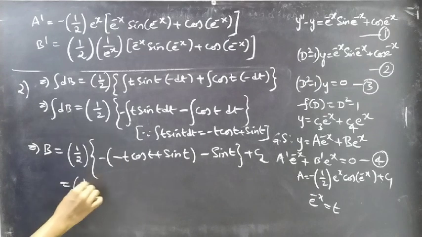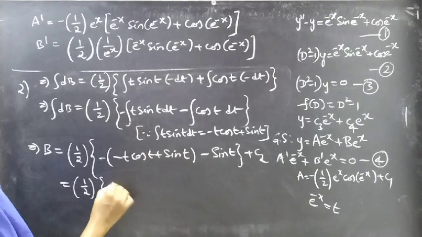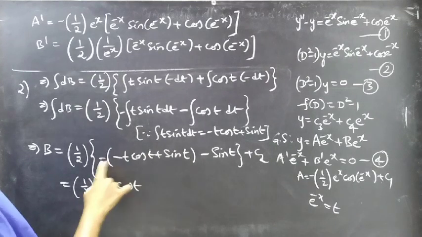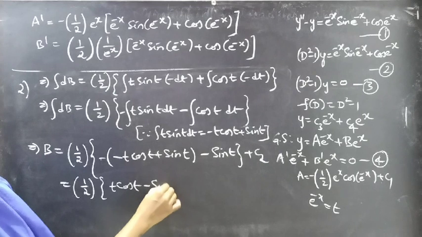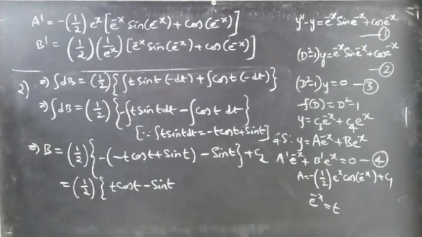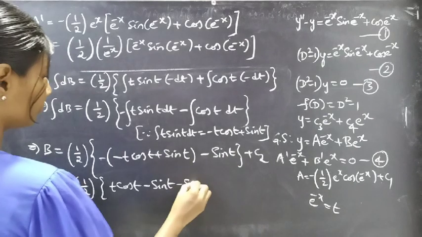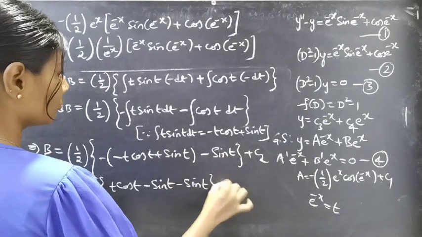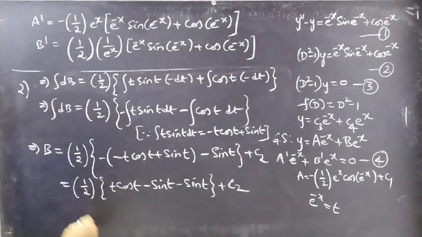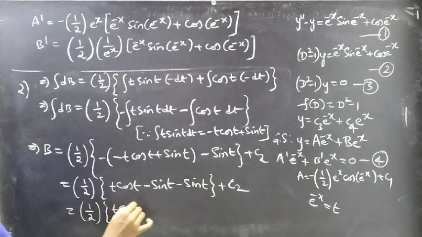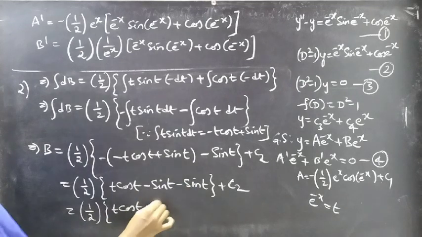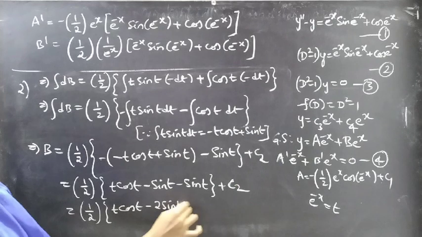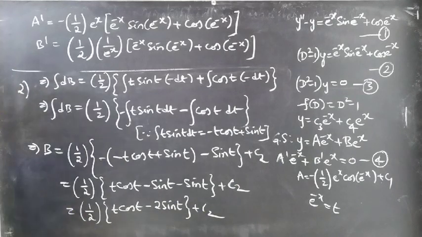This equals to 1 by 2 of minus into minus plus t cos t minus into plus minus sin t minus sin t plus c2, right? It gives us 1 by 2 into t cos t minus sin t minus sin t, which is minus 2 sin t, plus c2.